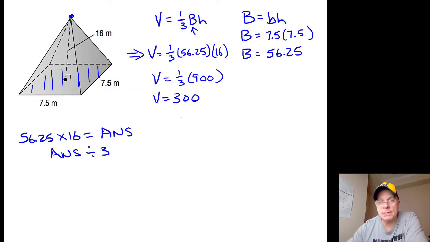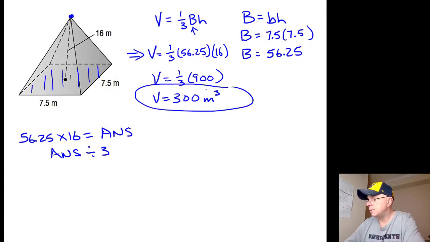Multiplying by 1/3 is the same as dividing by 3. We've been talking all year about dividing is the same as multiplying by the reciprocal. Well, if I'm multiplying by 1/3, the reciprocal of 1/3 is 3. It's the same as dividing by 3. So in this case, it's just 300 meters cubed. Remember, we're still talking about 3-dimensional space. We're talking about how many cubes of space this pyramid takes up, and in this case it's 300.